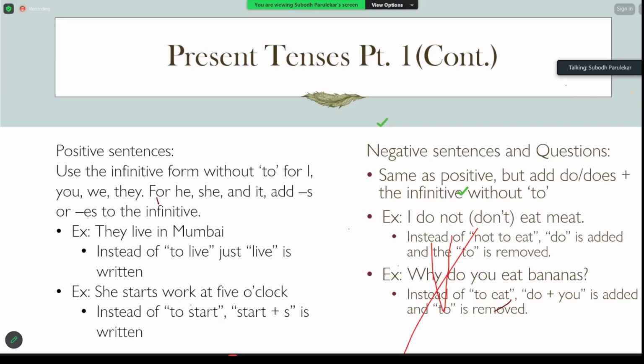Our next example is she starts work at 5 o'clock. Instead of saying to start, we say start and add an S because in this case, we're talking about a she. When we are working with she, we add an S or ES to the infinitive without the to. So it starts with an S.